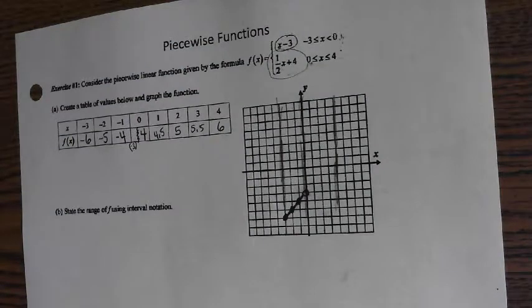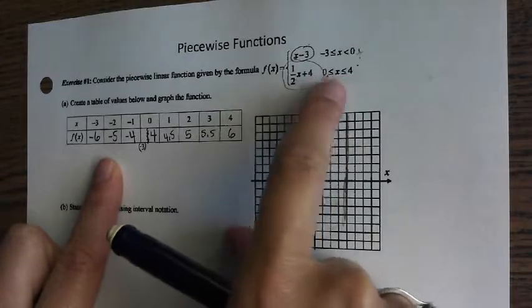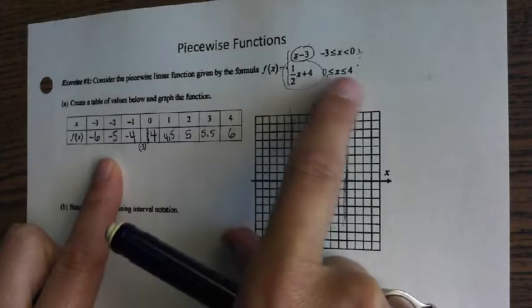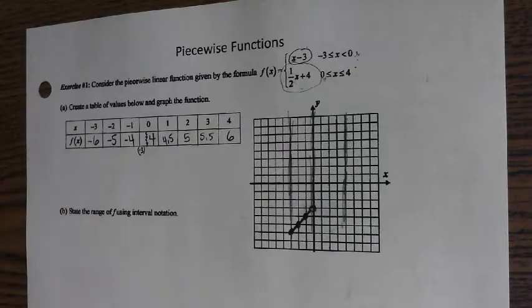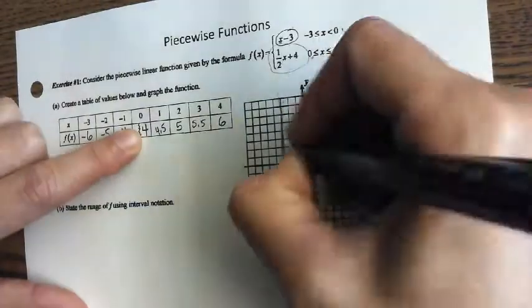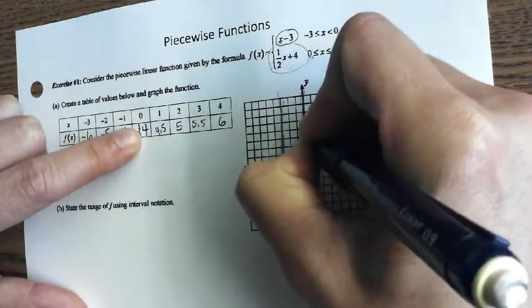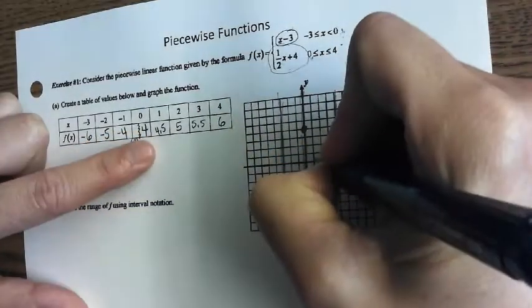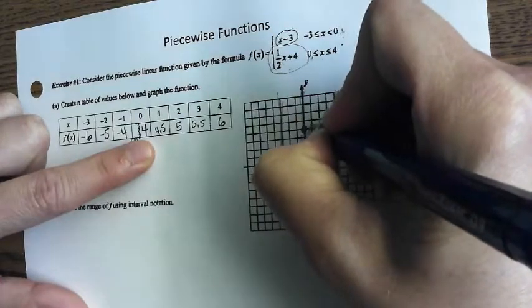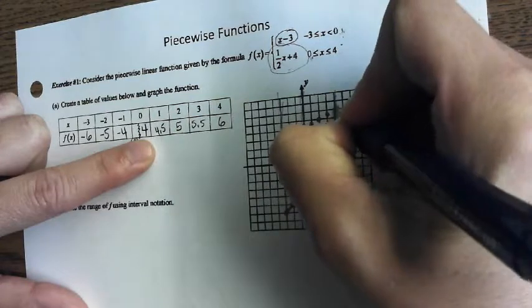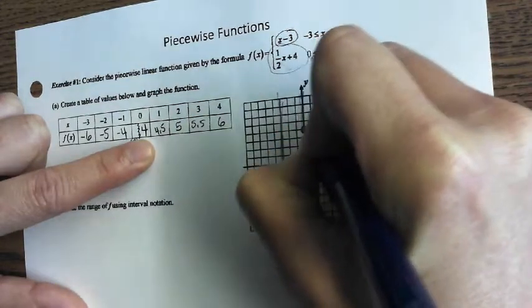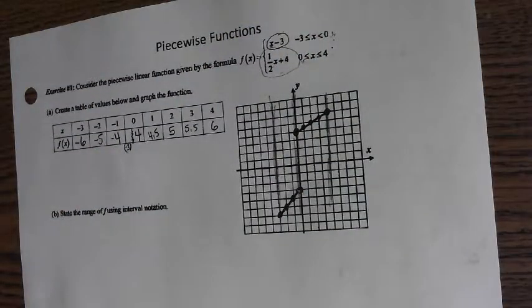It's definitely always worth talking about. Are the endpoints of this second piece going to be open or closed circles or one of each? Closed, both closed, because they both use less than or equal to. So 0, 4 is solid. 1, 4.5, 2, 5, 3, 5.5, and 4, 6. And everything there is solid. And there's your piecewise function.